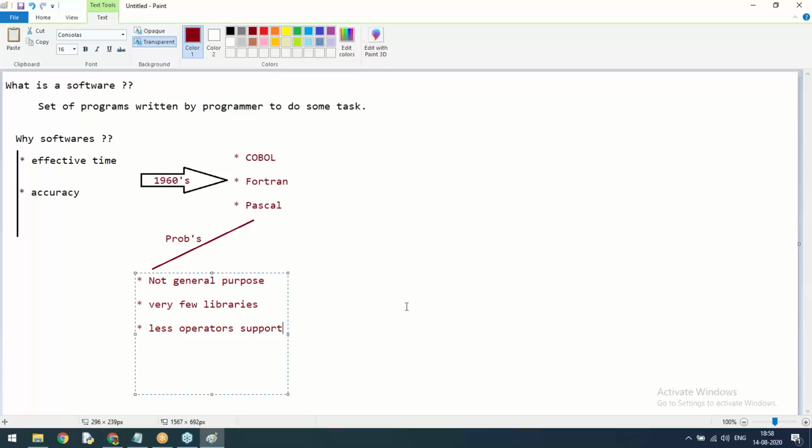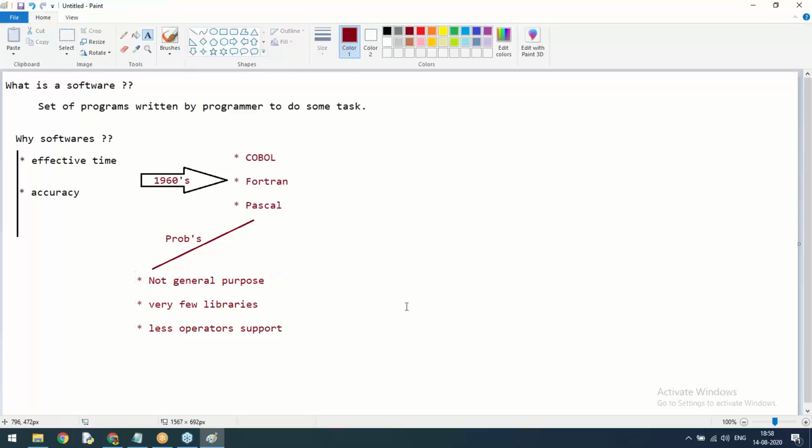These programming languages almost became outdated. Now most of the companies are not at all using them. Many people don't even know what these languages are. Correct, sir? Now one person understood the problems of these languages, studied them, and introduced one more beautiful language to overcome these problems in the 1970s.